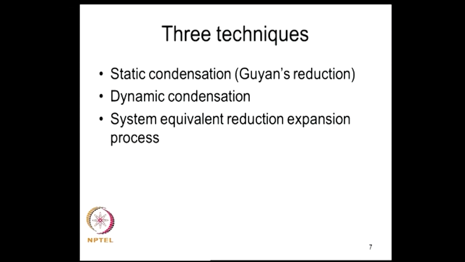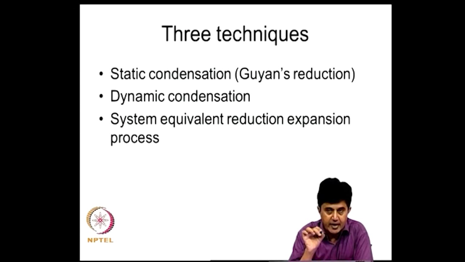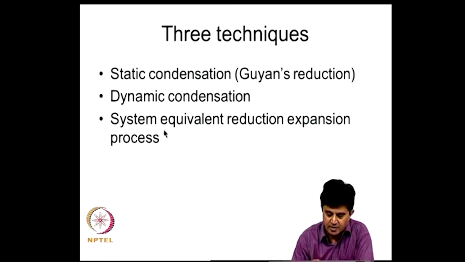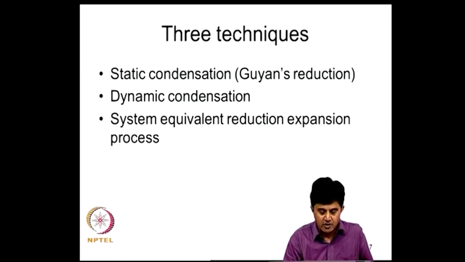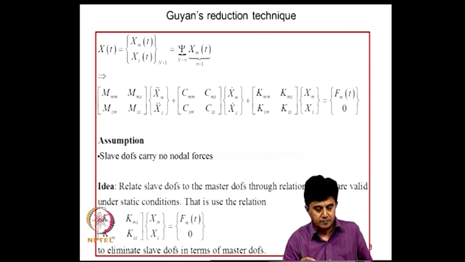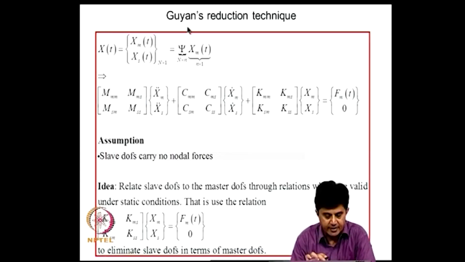Now, we will discuss 3 alternative techniques for model reduction, and the names of these techniques are static condensation method, dynamic condensation, and what is known as the system equivalent reduction expansion process. I will just run through the logic of these three model reduction schemes, and we will discuss their relative merits and demerits. So-called static condensation is also called Guyan's reduction technique.